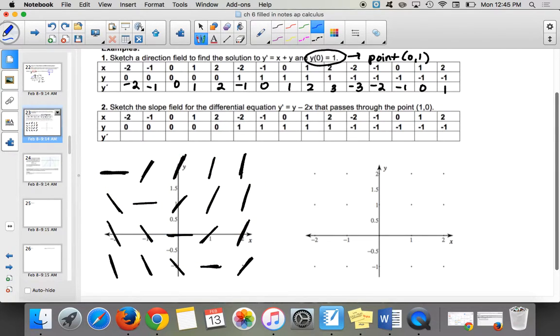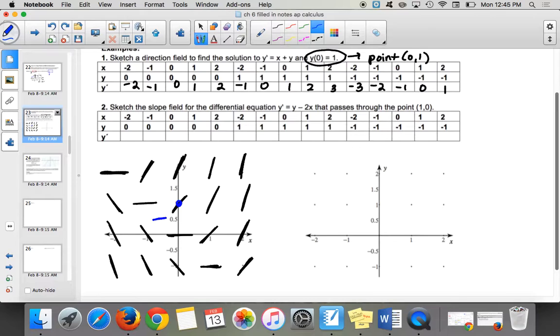So I have lots of curves in there. We want the curve that goes through 0, 1, this point right here. So it's going to have a slope of 1 there. It's going to go along that curve, and it's going to turn. So it's going to look something like that.